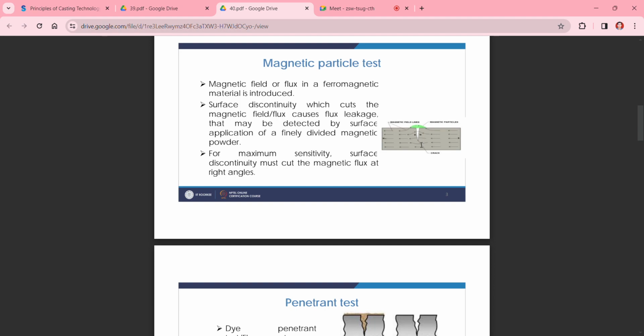But the limitation of this type of testing is that you will only be able to test ferromagnetic material. You can't test your aluminum alloy or copper alloy with magnetic particle testing. You can only use this type of testing for iron alloy, nickel alloy, or nickel super alloys.